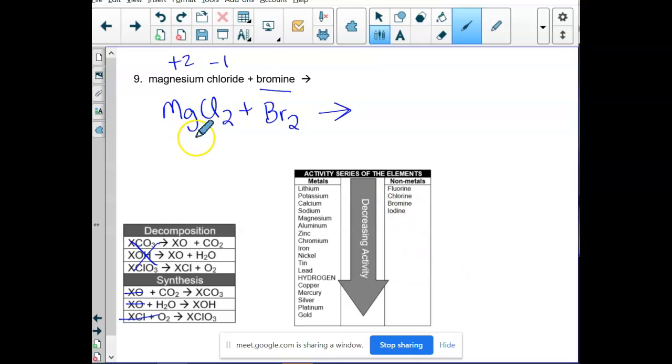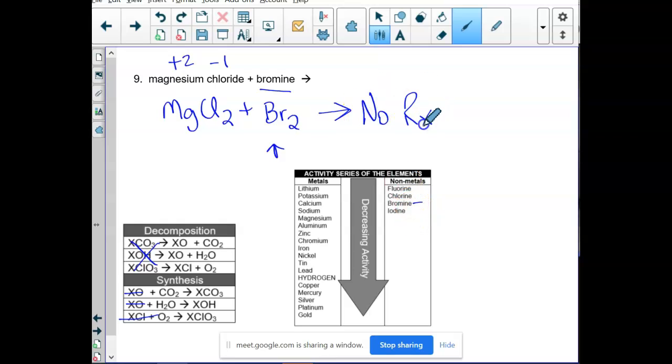So my only option is to use the activity series chart. Remember, we can only use this if it's an element in a compound. We can't use this chart for compound and compound, only for compound and element. All right. So bromine is the thing that's alone. Bromine is going to try to kick out something like it. So bromine can only kick out things in its same column, just like the metals can only kick out metals, non-metals can only kick out non-metals. So bromine is trying to kick out who? Chlorine. In order for bromine to win the battle, it has to be higher on the chart. And bromine is lower, so no reaction occurs.